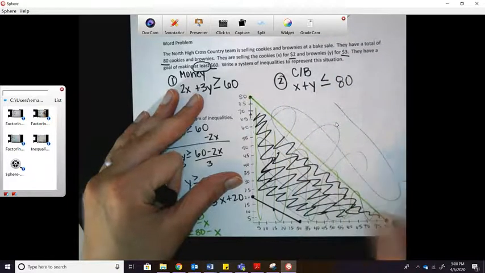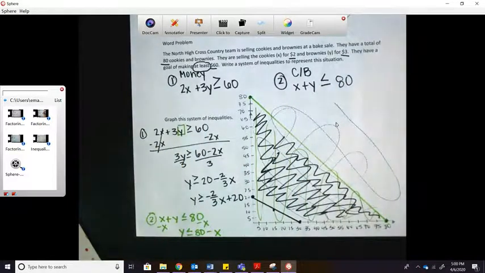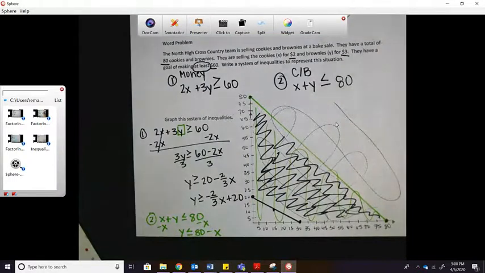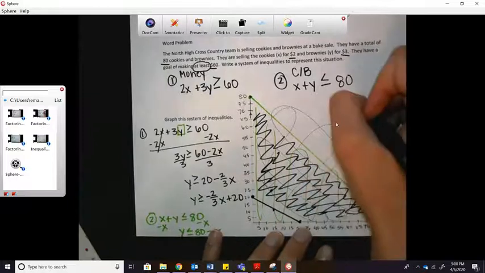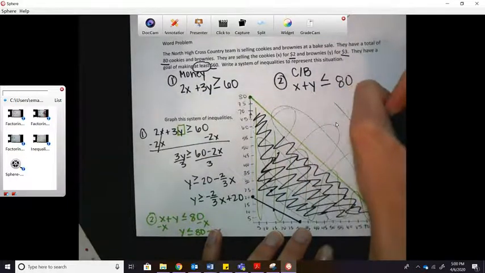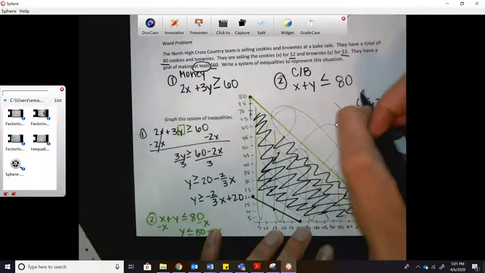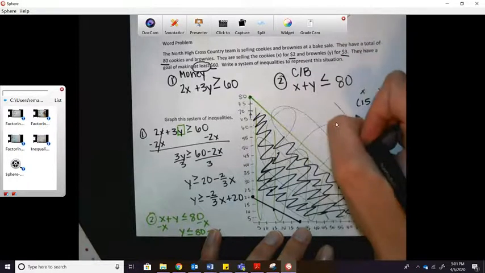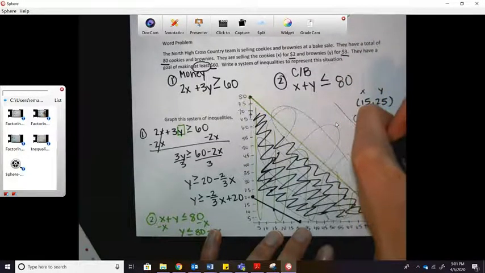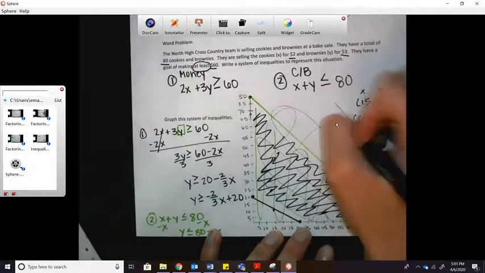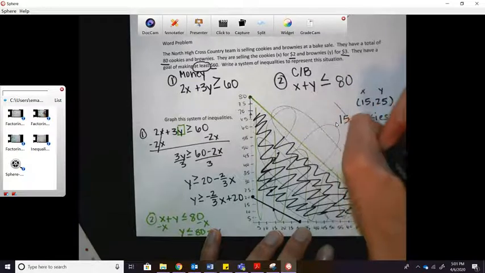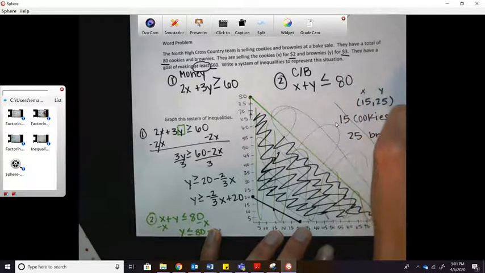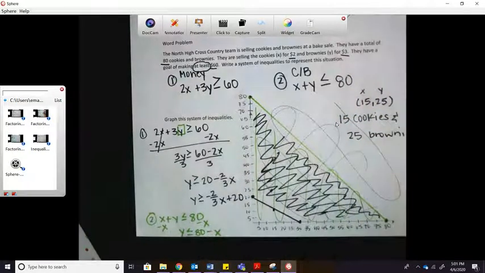So if I wanted to find a point here and say whether or not it worked, I could say, for instance, (15, 25). So that's telling me X and Y. Well, X is cookies, and Y is brownies. So if I sell 15 cookies and 25 brownies, I'm going to make my goal, and I'm going to be under the total amount.